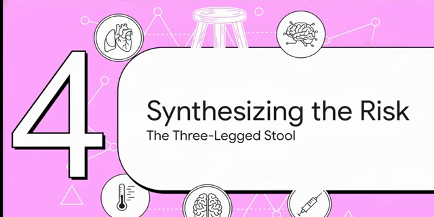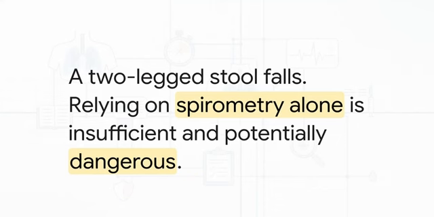So we've examined all 3 core components. Now it's time for the synthesis. The ERS/ESTS guideline uses this idea of the 3-legged stool model, and it's a memorable and clinically powerful concept for ensuring we're doing a truly integrated and comprehensive risk assessment. The central metaphor is simple, but it's powerful. A 2-legged stool is inherently unstable. Relying on spirometry alone, or even spirometry and DLCO without considering the patient's overall functional capacity, is just insufficient, and frankly, it's potentially dangerous. All 3 domains, the mechanics, the gas exchange, and the cardiopulmonary reserve, must be stable and properly assessed to ensure a safe outcome.